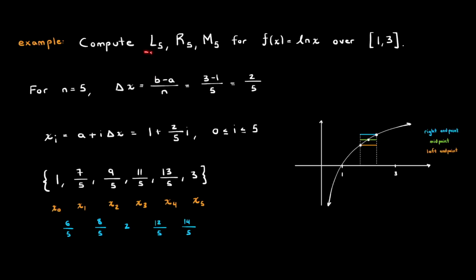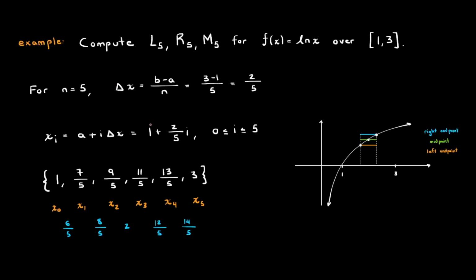We're asked to compute the left endpoint approximation, the right endpoint approximation, and the midpoint approximation using 5 rectangles to approximate the area under the graph f of x equals the natural logarithm of x over the closed interval from 1 to 3. The first thing we need to do is take our interval and divide it into 5 equal chunks. To do that, we have to take the length of the interval, which is 3 minus 1, and divide by how many rectangles we want, in this case 5. So this defines our delta x to be 2/5. This is going to be the fixed width of each rectangle.